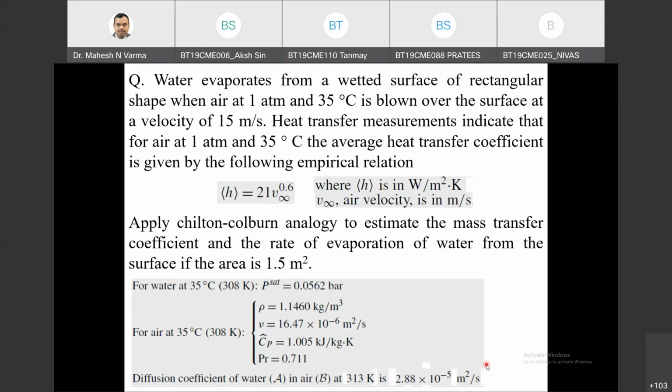So what is required? Estimate the mass transfer coefficient. So how do we get the mass transfer coefficient?